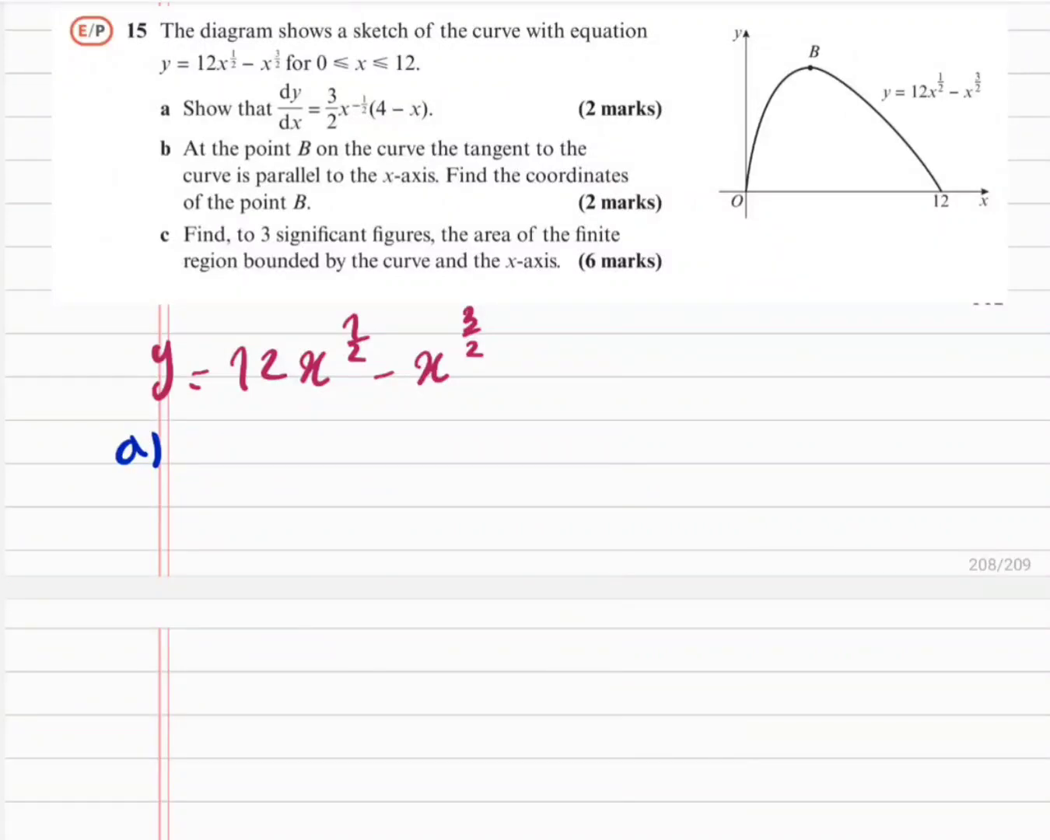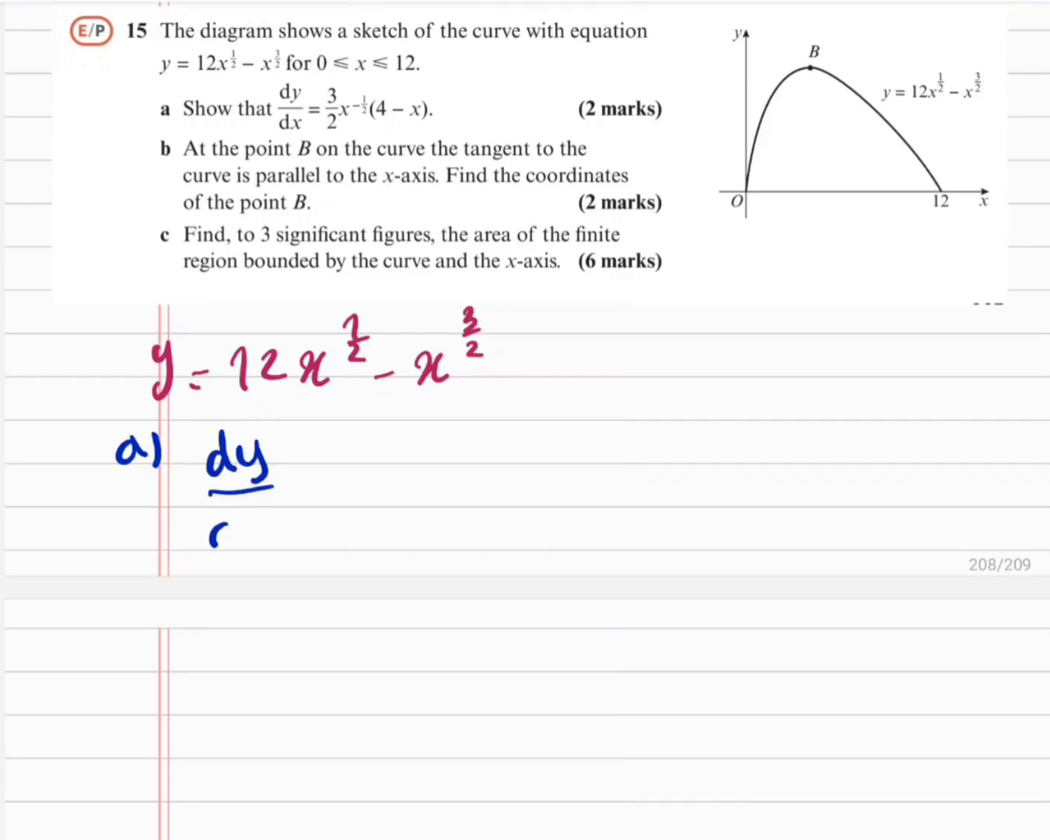Hi everyone, this video is on mixed exercise 13, question 15. So we have this diagram, which is a sketch of the curve with equation y equals 12x to the power of a half minus x to the power of 3 over 2. In part A, we want to find the derivative of y with respect to x.